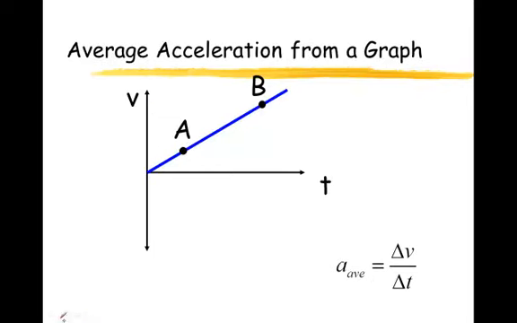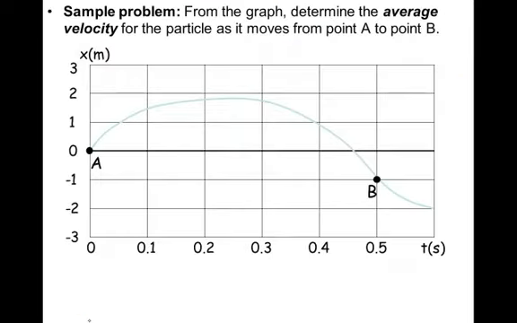Now the average acceleration is very similar. Take the rise over the run when it's a linear graph. And even if it's not a linear graph, we would do the same thing. We would take the two endpoints. So it might be difficult to see this, but there's a curve that goes like that, and it says from the graph determine the average velocity for the particle when it moves from point A to point B.